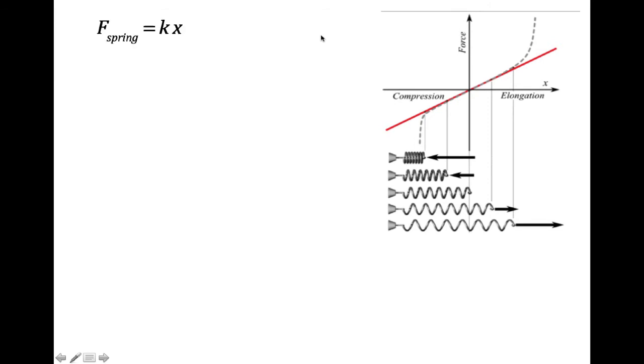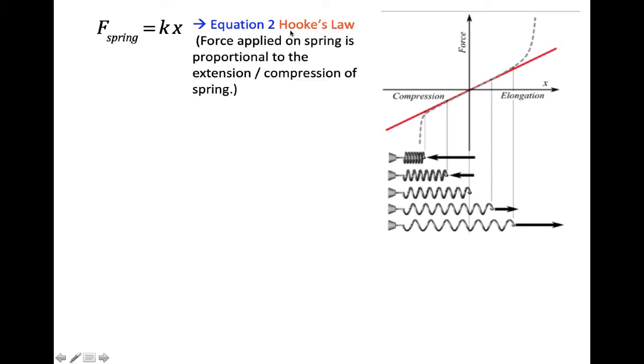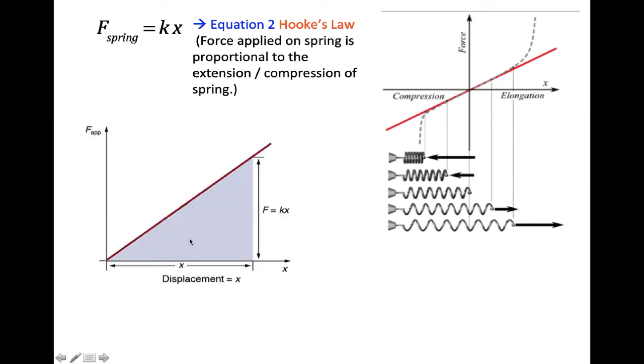This can be written mathematically as force on the spring equals k times x, where k is the spring constant, where x is either the extension or compression of the spring. This equation is also known as Hooke's law, which says that force applied on a spring is proportional to extension or compression of the spring. If we look at the graph in the first quadrant, we see that on the x-axis we have got displacement, and on the y-axis we have got the force.